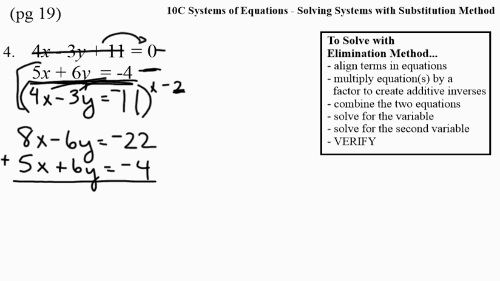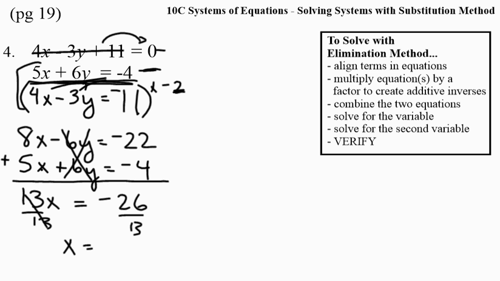If I combine these, 8 and 5 gives us 13x. The y's eliminate. Negative 6 and a positive 6 eliminate, and it will equal negative 22 and 4, which is negative 26. Divide both sides by 13. x is negative 2 by eliminating the y's.